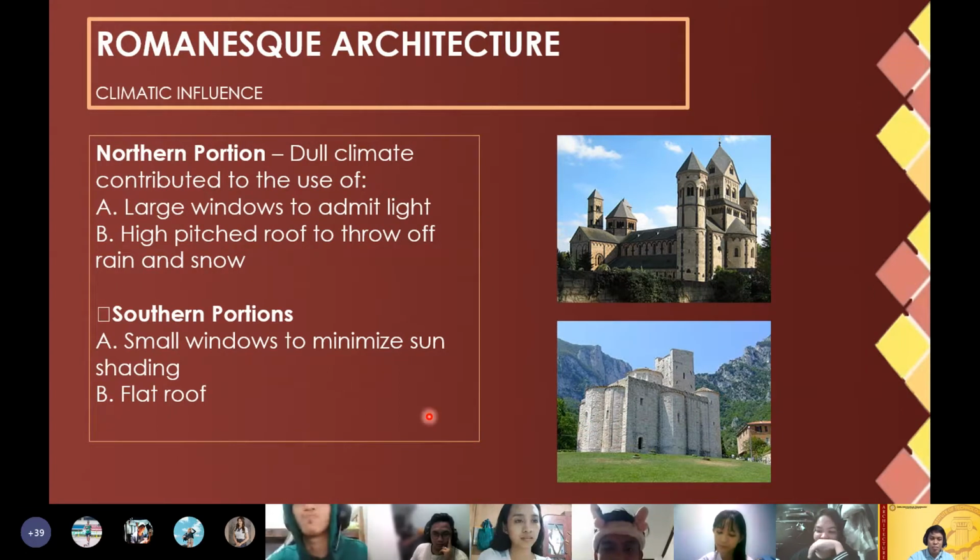So what they do is they can have this small windows to minimize sun and shading. So if you notice this building here, gamay kay windows, no? It's not nga di sila ganahan makita sa view outside, but it's their way of protecting themselves from the heat of the sun and also to have a good shade on the interior part of the building. And since dili mag-uwan, dili mag-snow, what they have here is flat roof.